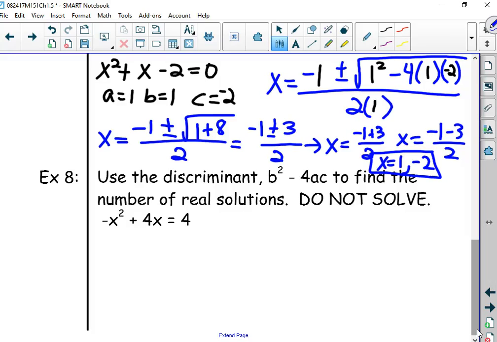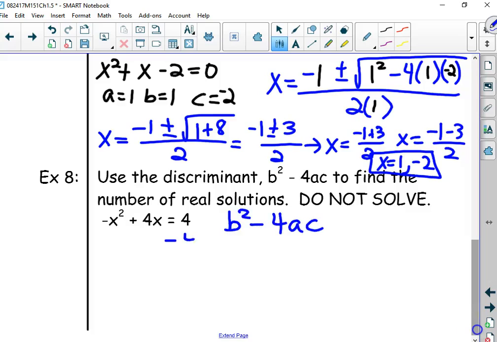If it's positive, we have 2 solutions. If it's negative, we have 0 real solutions, 2 imaginary solutions, which they're not interested in. And if it's equal to 0, then we have exactly 1 solution. So, b squared minus 4ac.